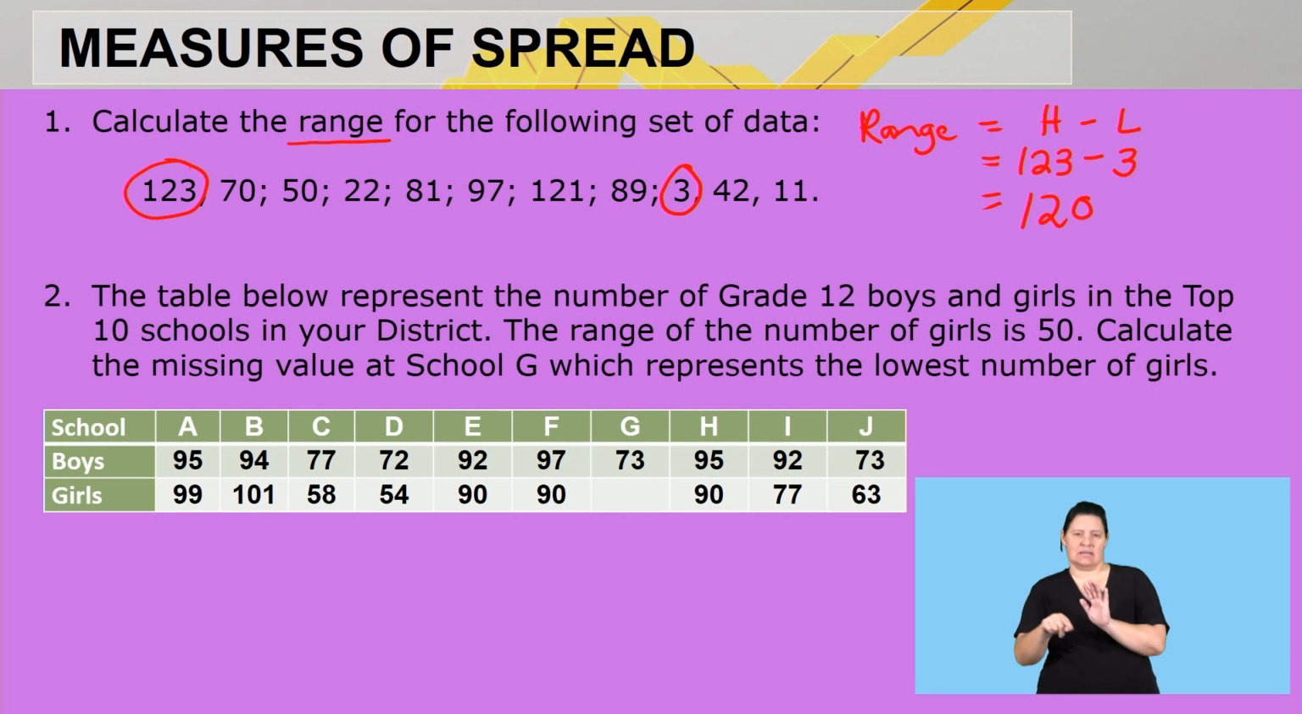Okay, let's look at question number 2. It says here, the table below represents the number of grade 12 boys and girls in the top 10 schools in your district. The range of the number of girls is 50. Calculate the missing value at school G, which represents the lowest number of girls. All right. Now, remember when we started, I said you must be able to manipulate the subject of the formula. So what do I mean by that? So here, I know range equals highest minus lowest value.